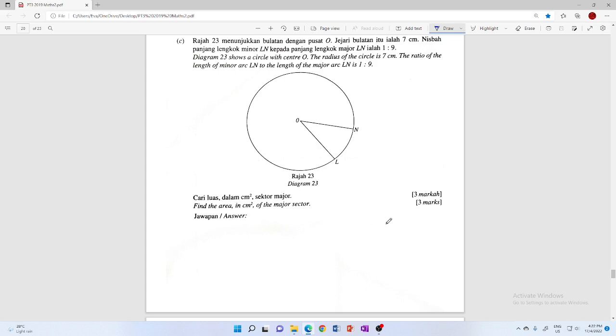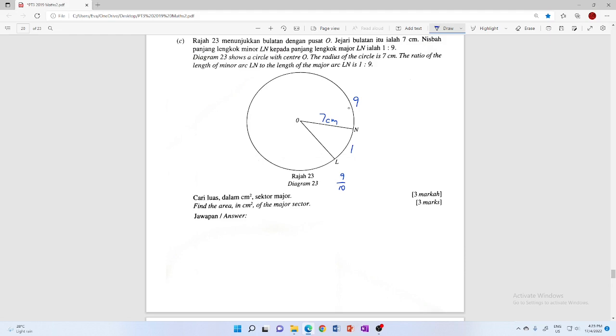Question C. They show a circle with center O and the radius is 7 cm. The ratio of the minor arc to the major arc is 1 to 9. So this is 1, the rest is 9. We need to find the area of the major sector. So the fraction for the major sector is 9. Our total is 10, so 9 out of 10 parts.